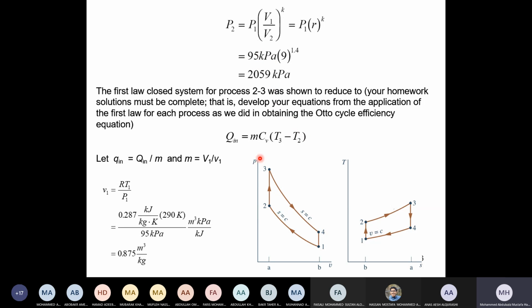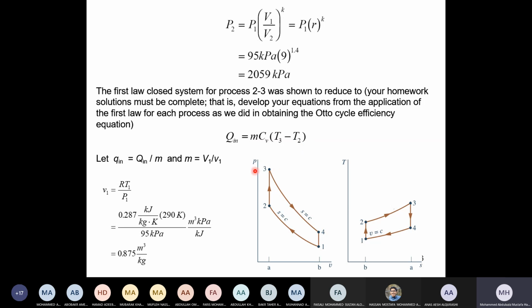Now I want to move from 2 to 3. So he's giving me Q here as 15 kilojoule. But I need kilojoule per kilogram because I'm working in kilojoule per kilogram. And therefore, we apply this equation here, Qn is equal to m CV (T3 minus T2). If I divide by the mass, this will be CV (T3 minus T2).